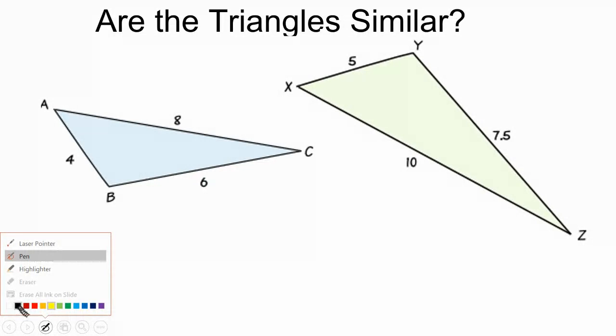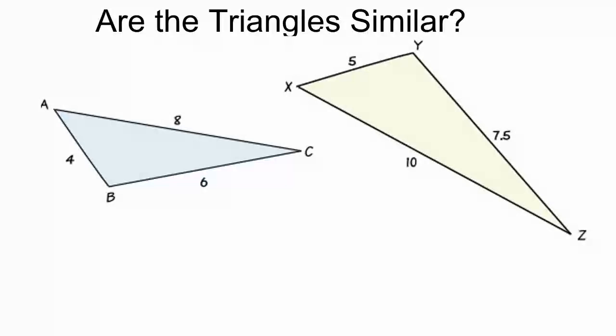So we can do the same thing here. We're going to go ahead and take all of our sides. So I kind of just start with the smallest number. So I know the smallest number here, which is 4, is going to go over the smallest number of 5. And that has to be equal to the next number, which, let's do this one, 6 over your 7.5.